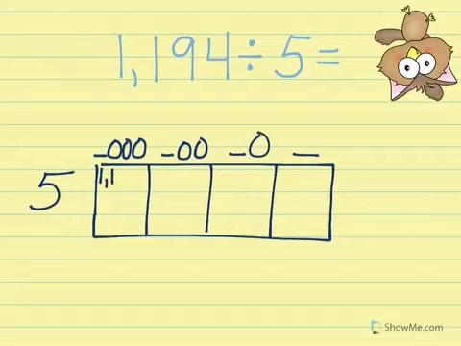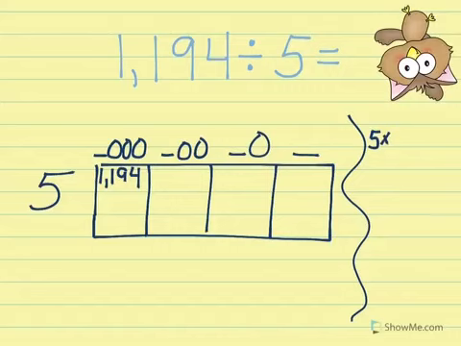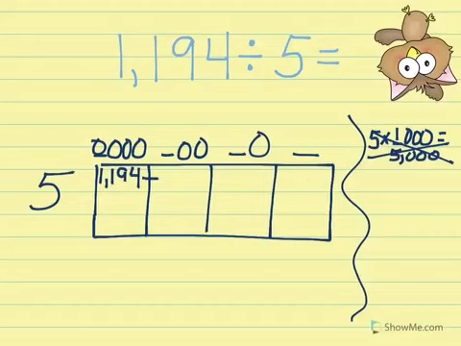All right, so 1,194. To start out with, I'm thinking 5 times how many thousands gets me close to 1,194? Well, I know 5 times 1,000 is 5,000, and that's way too high. So 0. I'm just going to bring that over, and we're going to look at our hundreds.